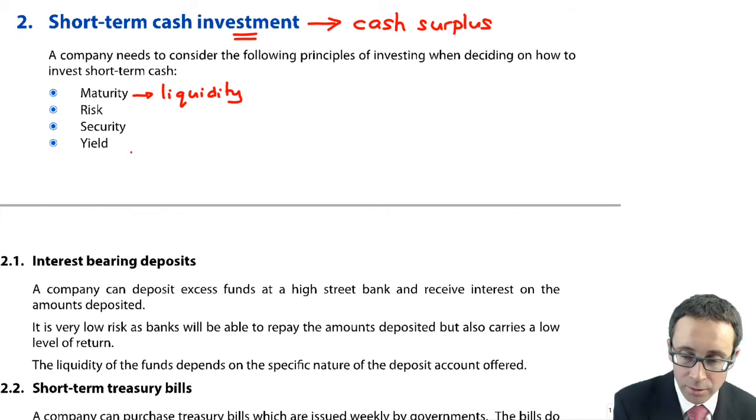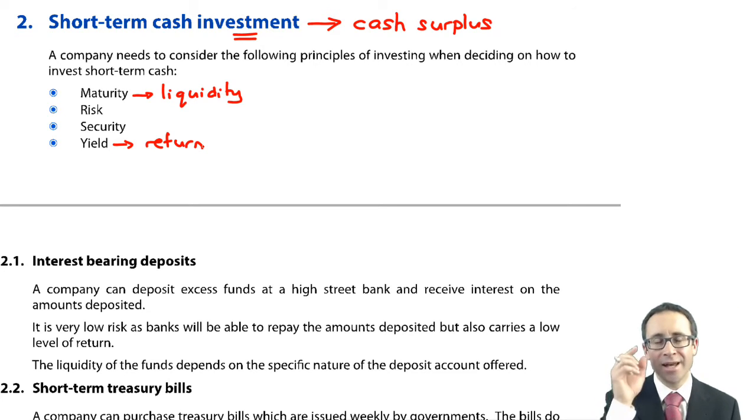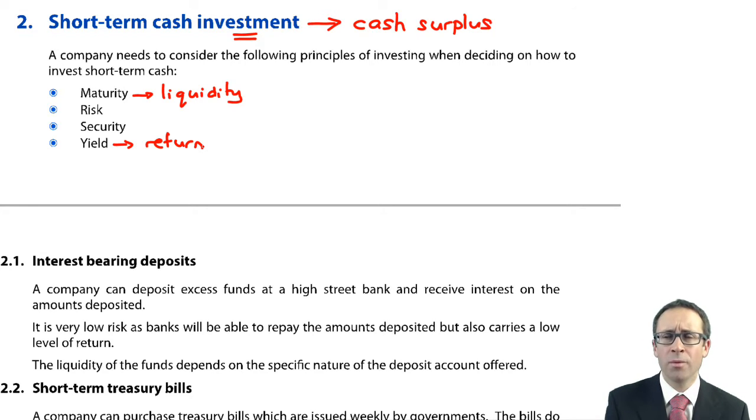When you're thinking about the yield, we're thinking there about the return, aren't we? Fancy name is looking at the return. Whether that yield, that return, is via interest, whether it is via some form of capital growth.